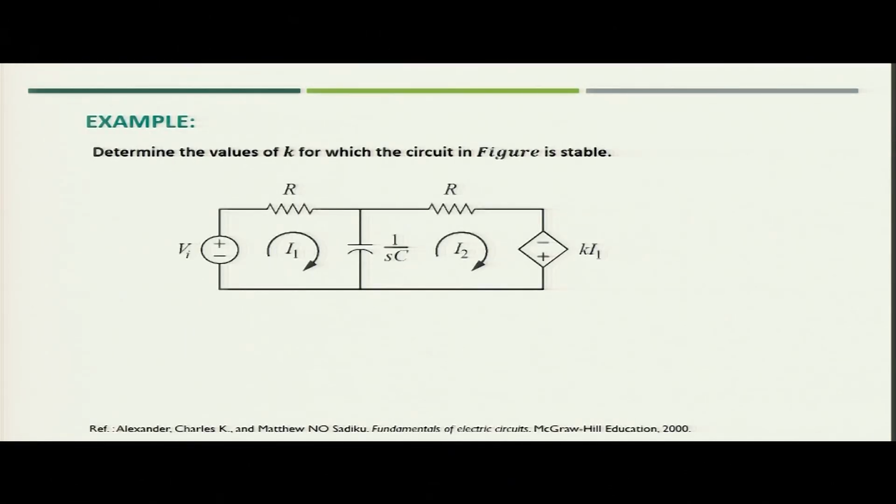Now, let us take one example so that we can understand the concept. We need to determine the value of k for which the circuit which is given in the figure is stable. Here you see that you have one energy storage component, that is a capacitor. 1 by Sc is the value of the capacitance in S domain, and we have two resistances. We have one dependent voltage source which depends upon the current flowing in this loop. So, we need to find out the value of k for which this particular circuit will be stable.